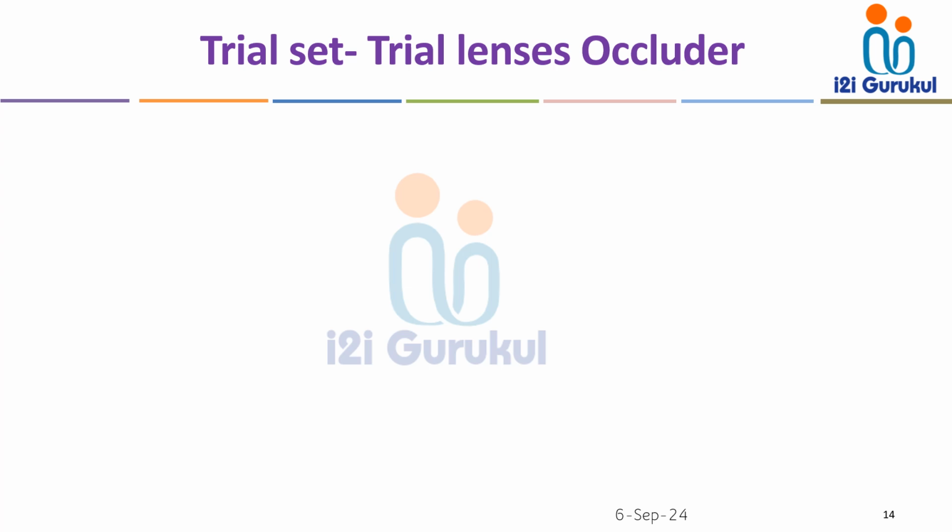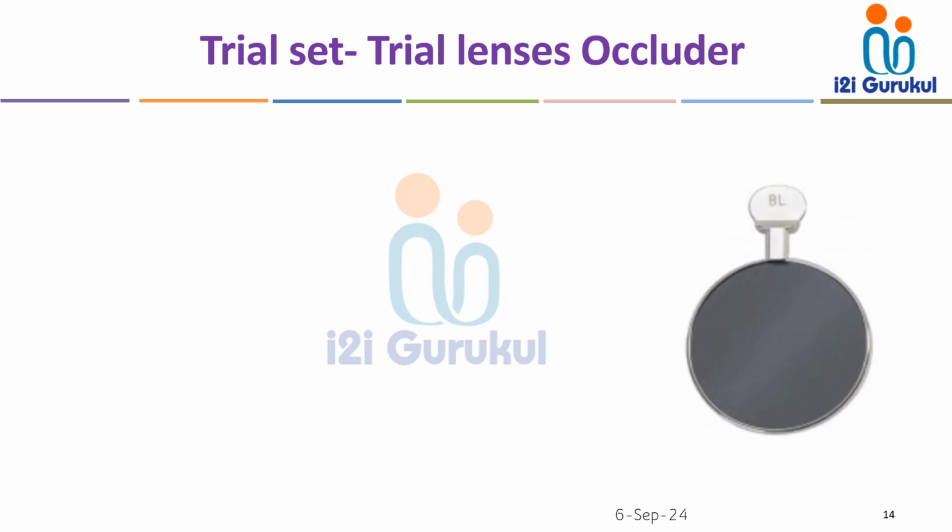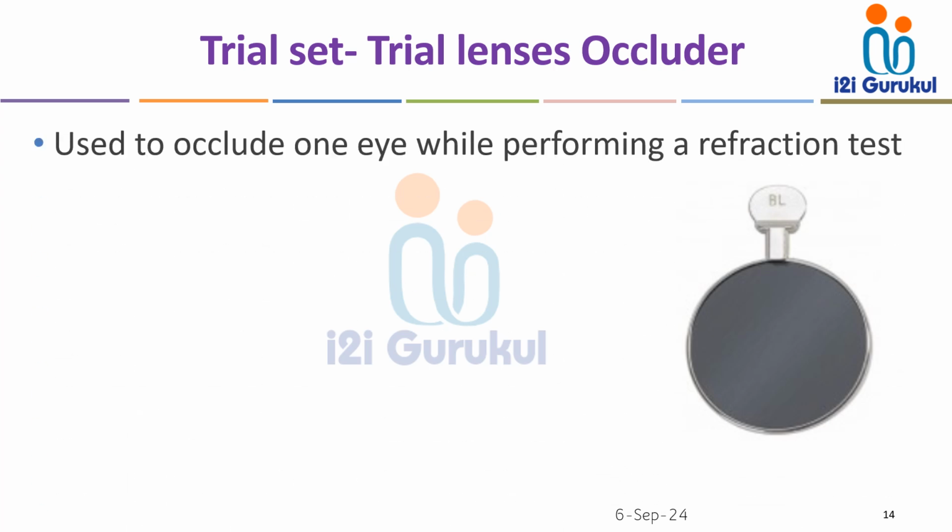Coming to the next accessory, that is the occluder. You can see there is an occluder image in the slide. This accessory is a piece of black plastic inside a lens rim. It is used to cover the eye that is not being examined.